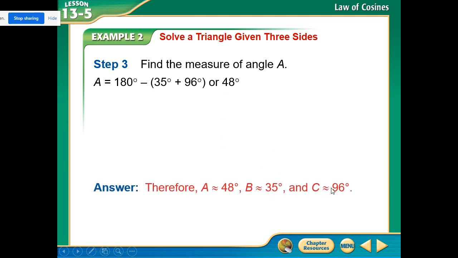And notice we get 3 different angles this time, but we had the 3 sides to start with. All right, let's try that again.